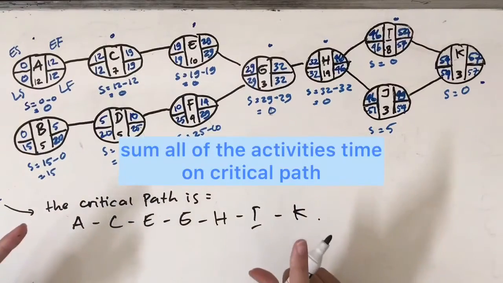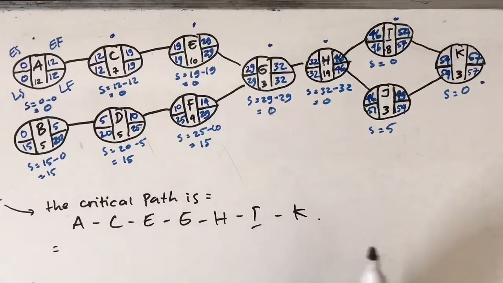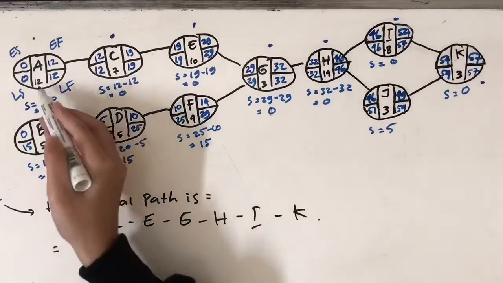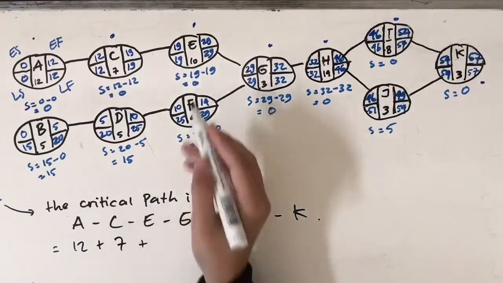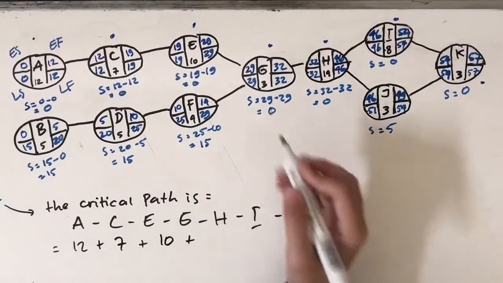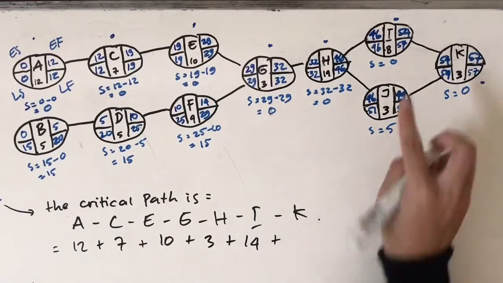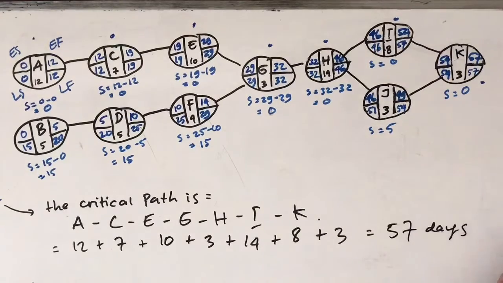Now we have to compute the total activity time for the critical path. Remember, for the activity time, we look at these numbers at the bottom of the name of the activity. Just sum all of them, but only for the activities that are on the critical path. So, based on the critical path, in normal time, this project takes 57 days to complete.